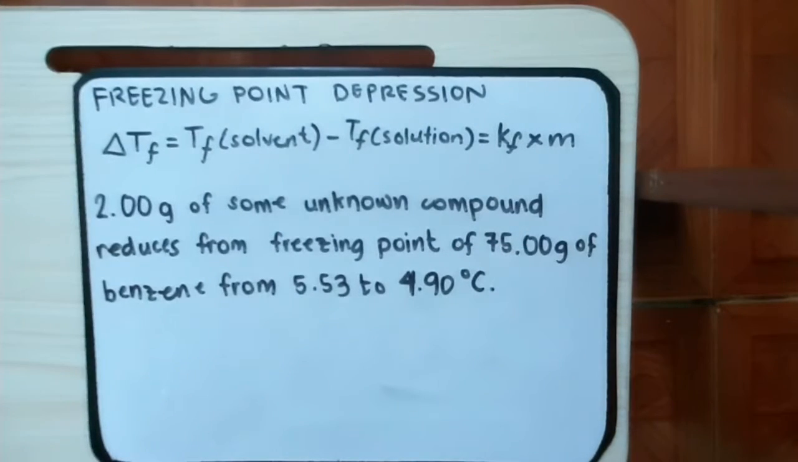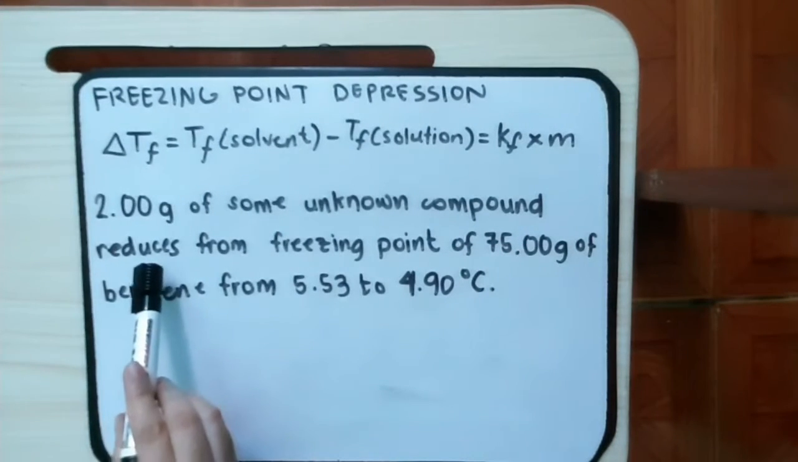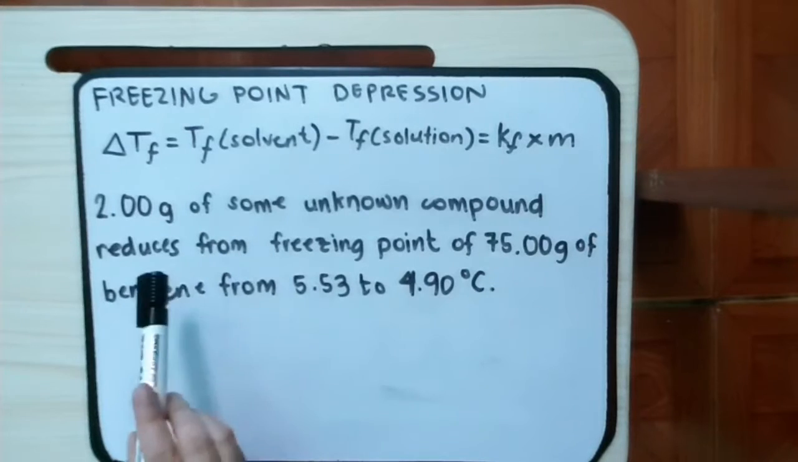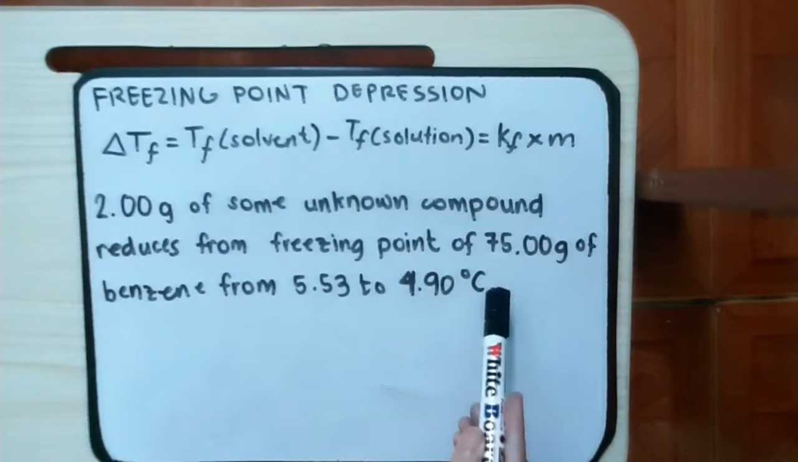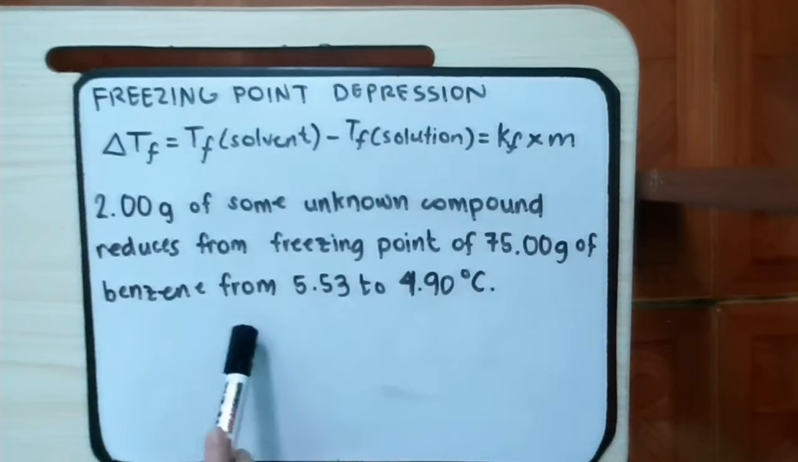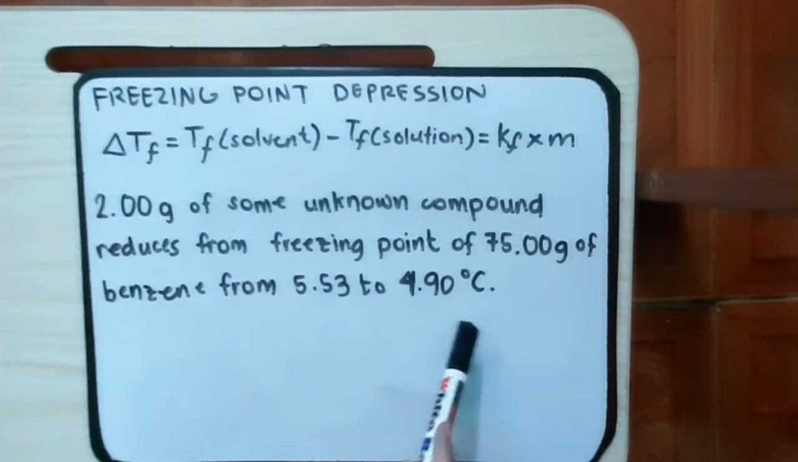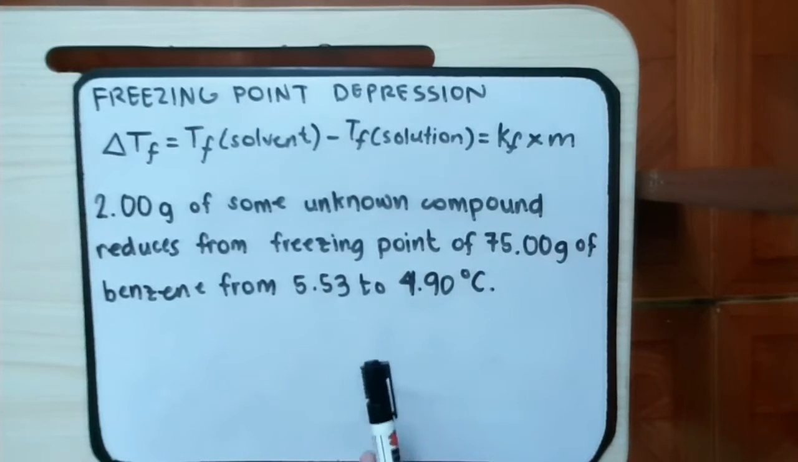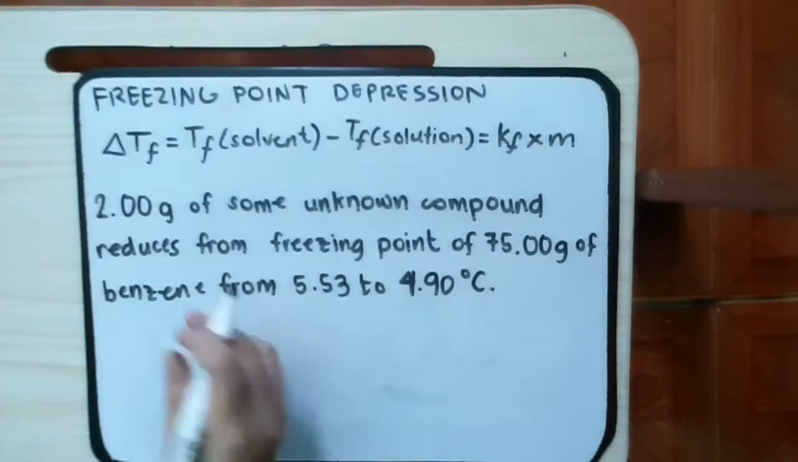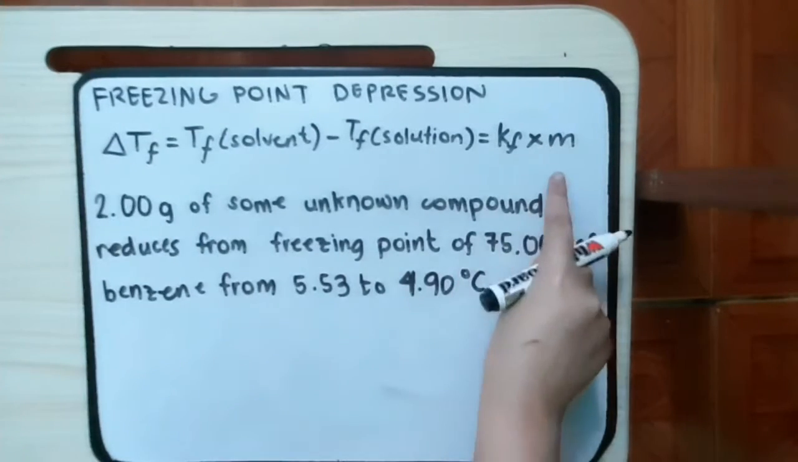So here is a sample problem. 2.00 grams of some unknown compound reduces the freezing point of 75.00 grams of benzene from 5.53 to 4.90 degrees Celsius. So, what is the molar mass of the compound? First, we must compute the molarity of the benzene solution, which will allow us to find the number of moles of solute dissolved.